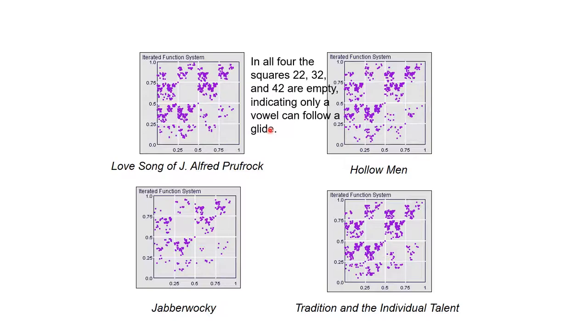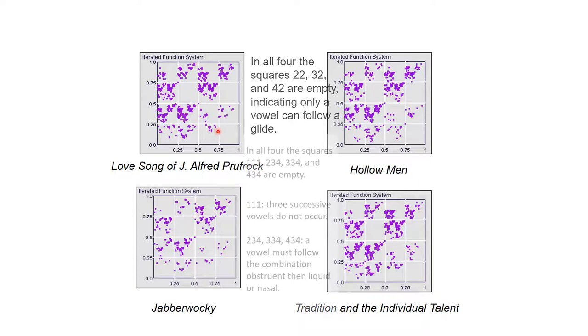If there is a glide, then 2, 3, 4 are not possible. Only a vowel, only 1, 2 is possible. 2,2, 3,2 and 4,2 are not possible. So if you have a glide, which is 2, then the next letter has to be 1. So in 1, it is there in all of them. So it's a grammatical constraint probably.